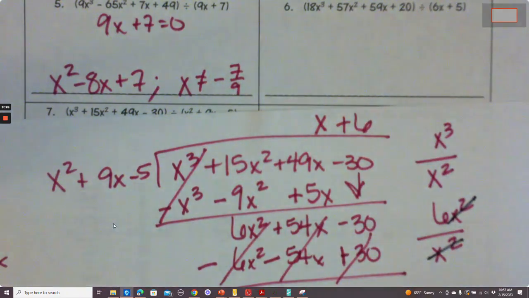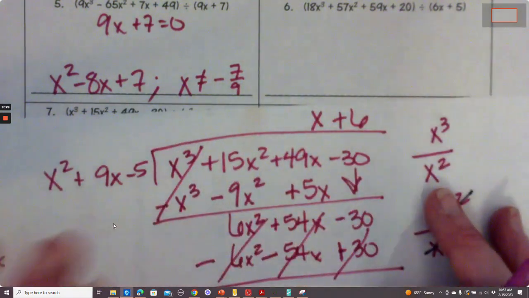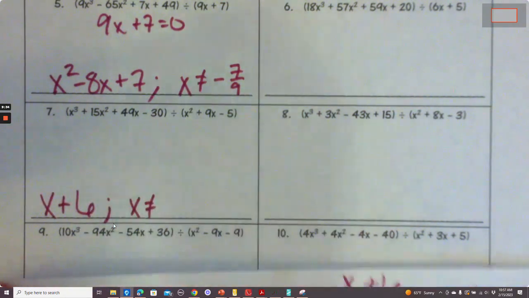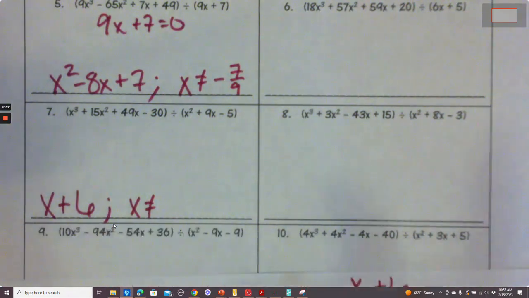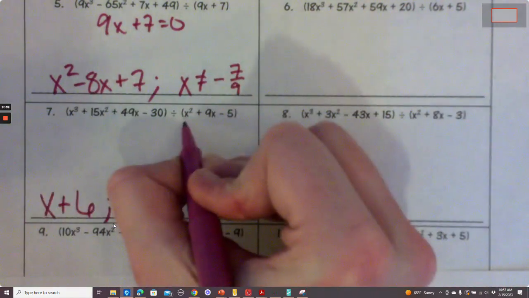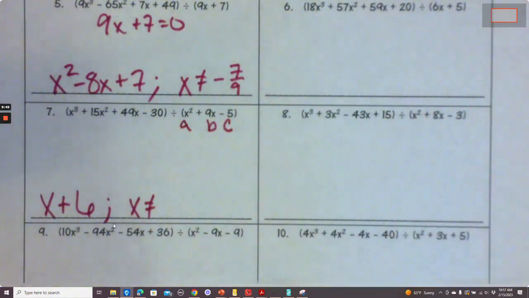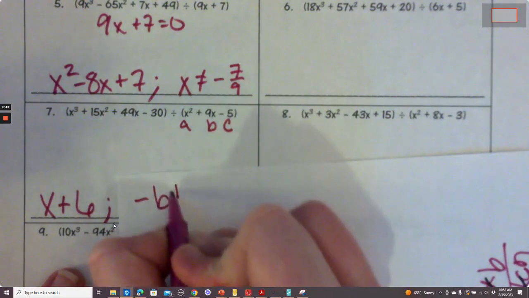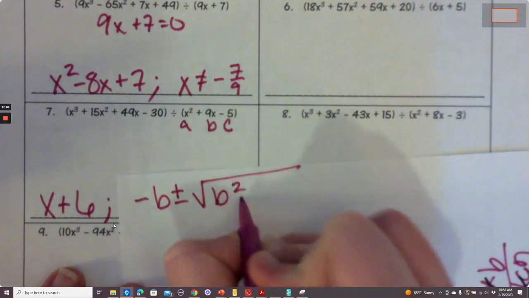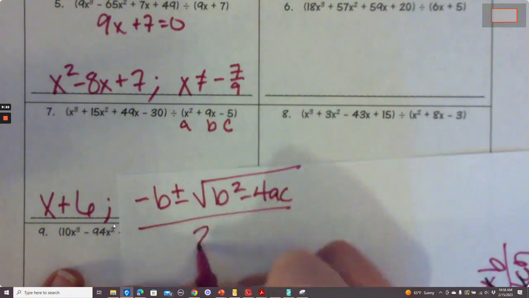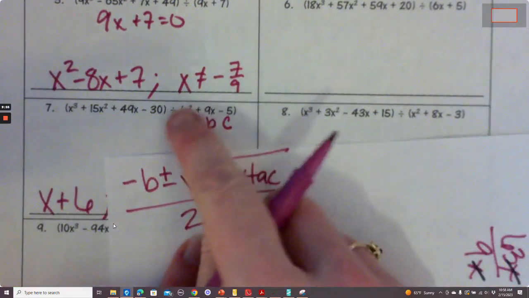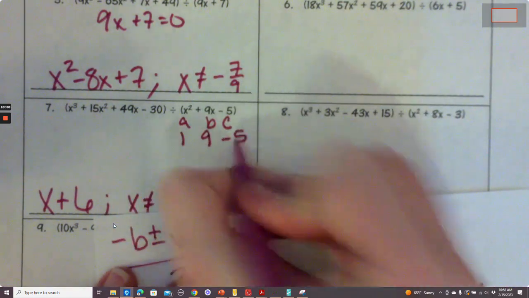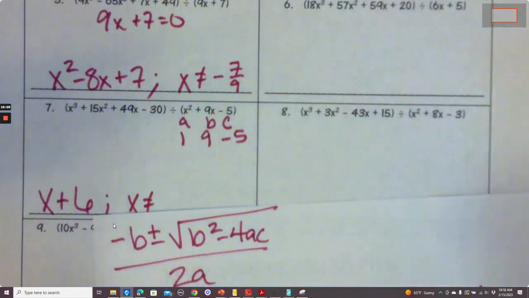That's what I need. Now, these are easier to solve when we divide by a quadratic, but it's the x doesn't equal that's hard. Quadratic formula is probably the easiest thing to do here. So A, B, and C. I will write the quadratic formula big on the board if you need it: negative b plus or minus the square root of b squared minus 4ac, divided by 2a. What's my a value here? 1. B is 9. C is negative 5. A, B, C, they're in order.